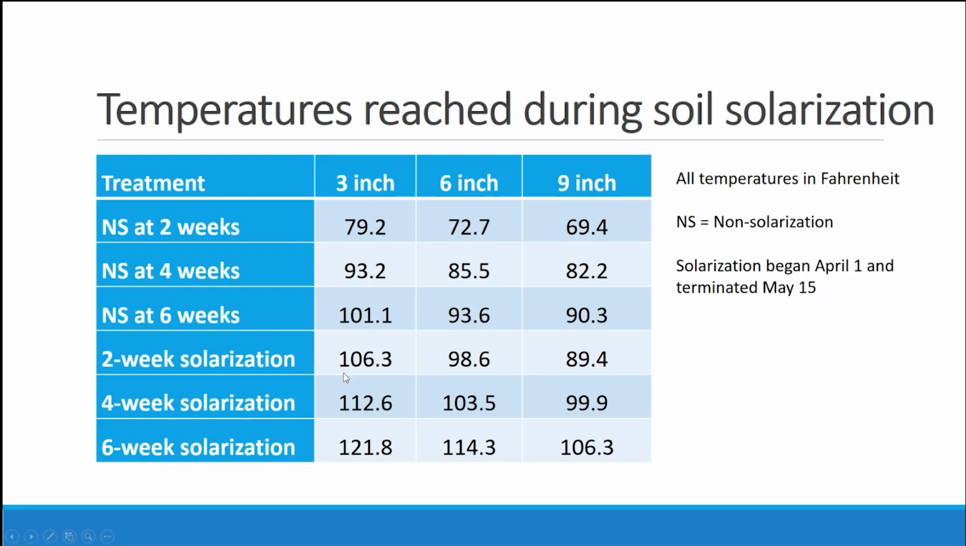At 3 inches, at the 2-week mark, it's still a little cool; if we had been targeting weeds, that would have been too cool. But at 4 weeks, we did manage to get over that 110 mark. And at 6 weeks, we're into mid-May, we did manage. However, at the 9-inch depth, not really. We didn't get there, right? And this is non-solarized. You can look at the non-solarized temperatures. This was a closed high tunnel with this clear plastic over it.